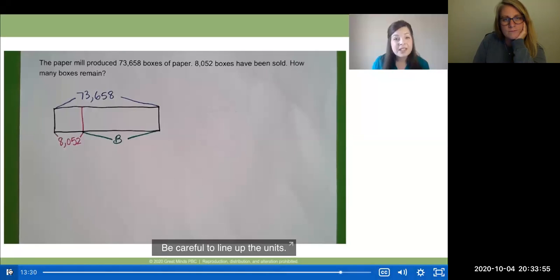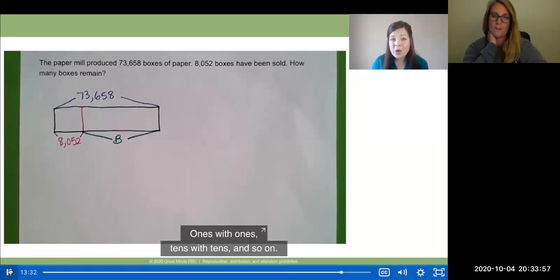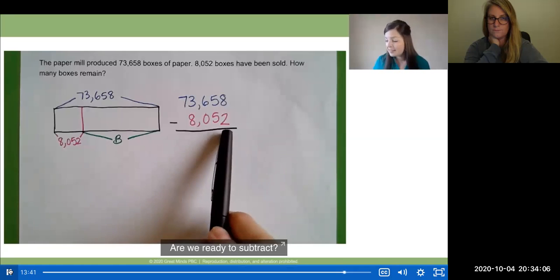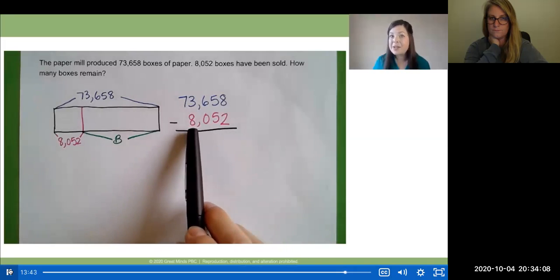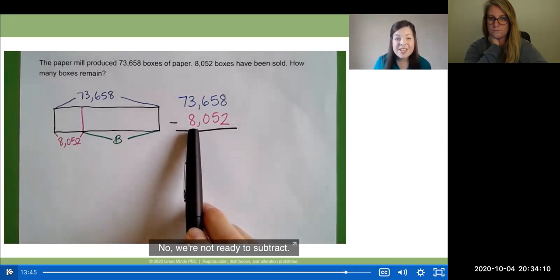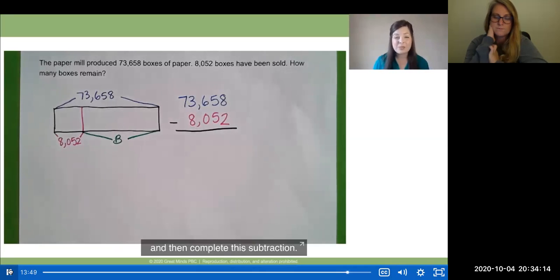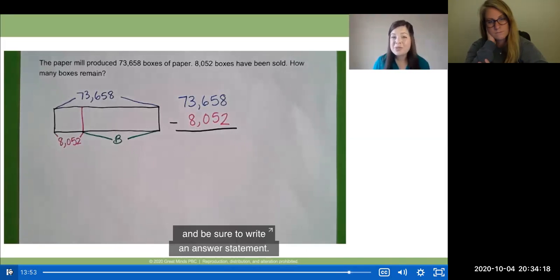Be careful to line up the units. Ones with ones, tens with tens, and so on. Are we ready to subtract? No, we're not ready to subtract. So pause the video now, get ready to subtract, and then complete the subtraction. Check your work using addition, and be sure to write an answer statement.